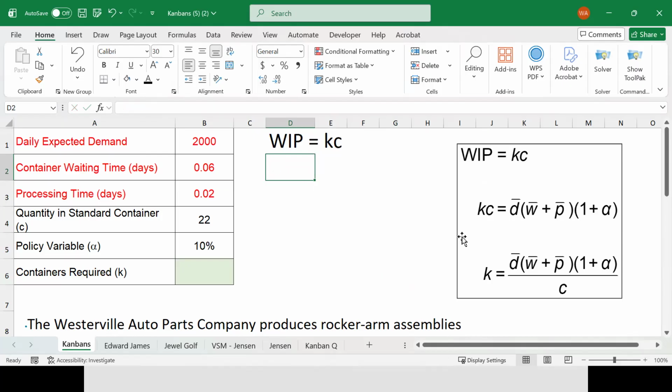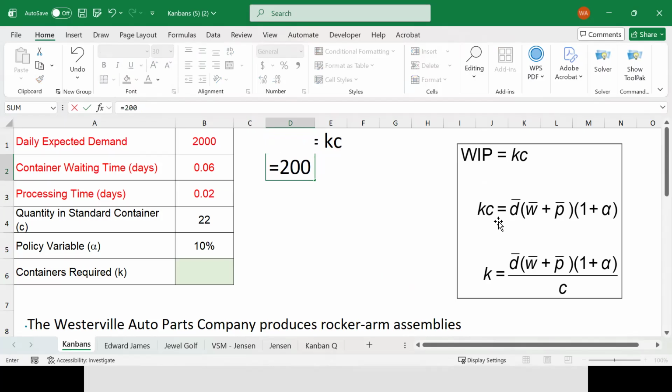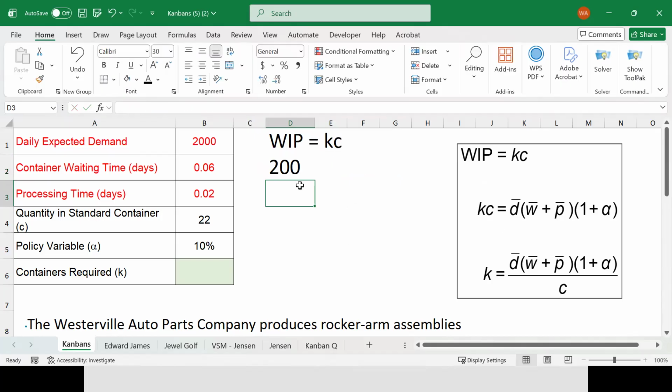Okay, so I want to use this formulation right here to figure out my work in process. My work in process is a function of the average daily demand, which is 2,000, multiplied by the total amount of time that each container spends waiting to be processed, which is 0.08, I believe, from the question, plus the amount of time spent processing, which from the question was 0.02. That gives me a work in process value of 200.